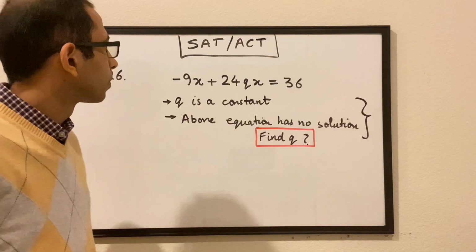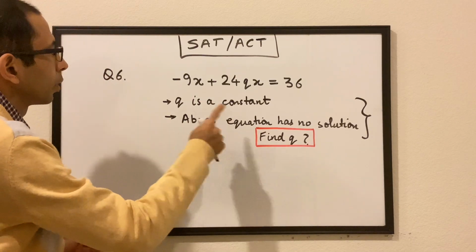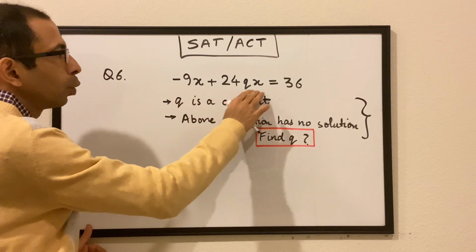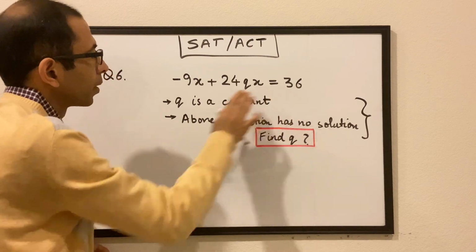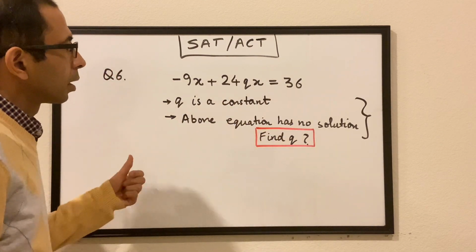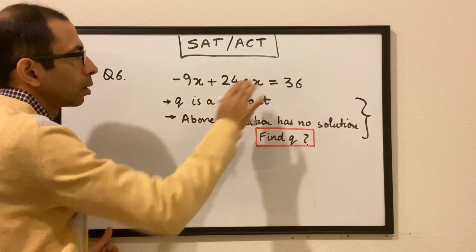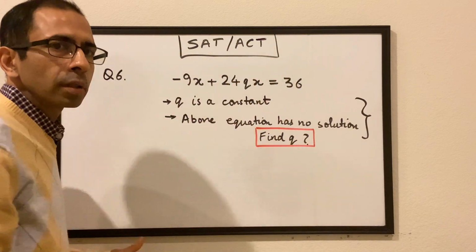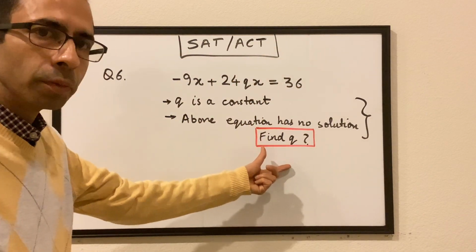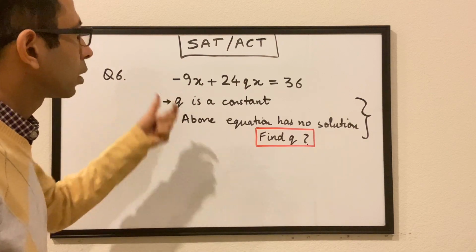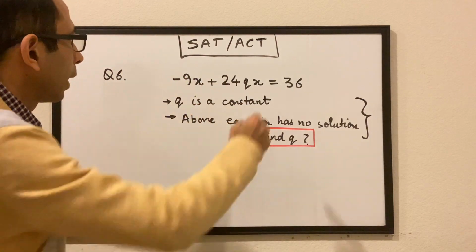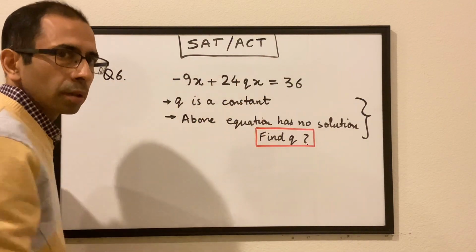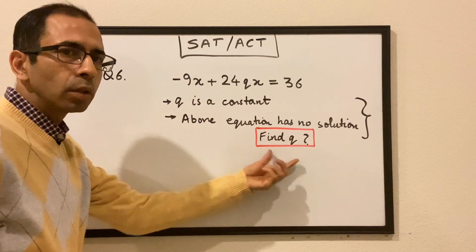Question number 6. So we have an equation given minus 9x plus 24qx is equal to 36. q is a constant and the above equation has no solution. So this equation has no solution and we have to find the value of q, correct? So we have this equation, q is a constant in this equation and this equation does not have a solution, correct? With these given conditions, we have to find the value of q.